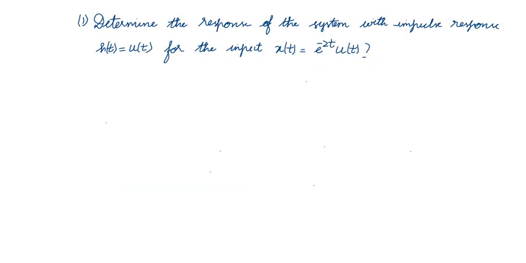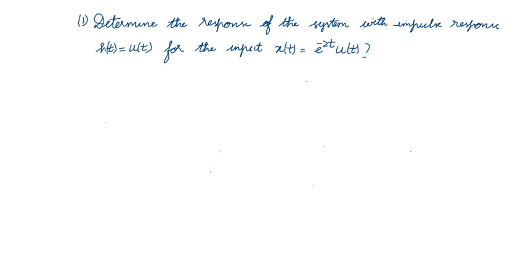So this is the first question we are going to solve. The question is, determine the response of the system with the impulse response h of t given as u of t, for the input x of t equal to e power minus 2t u of t. Before going into that, we will briefly see what a convolution is.